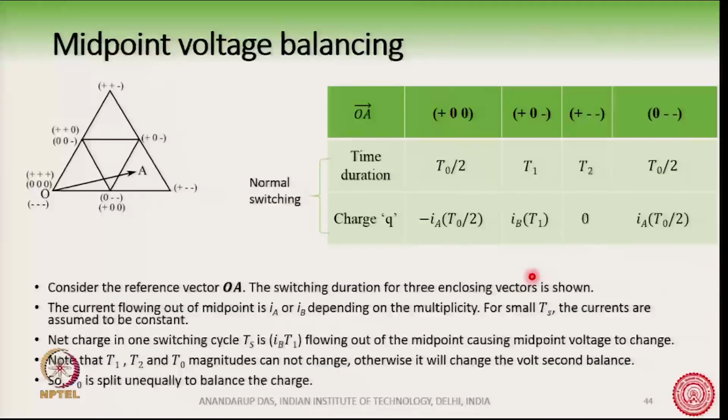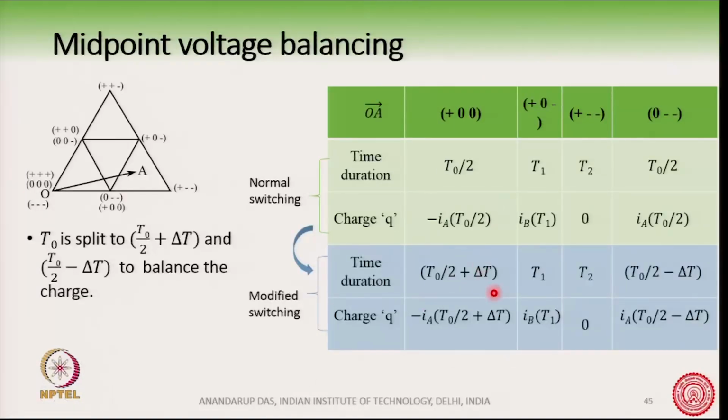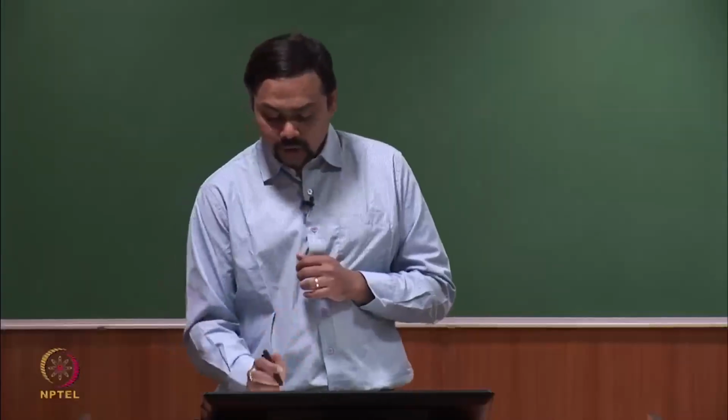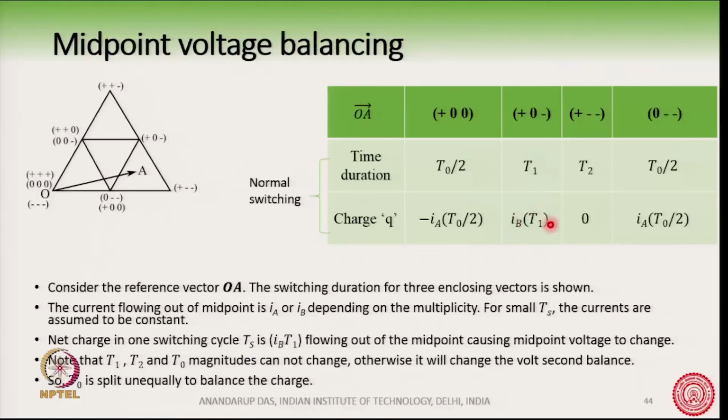Okay. So, this is shown in the next table here. But first I would like to say that what we are doing here is, instead of having equal T0 by 2 and T0 by 2, we will make these two switching durations not equal to T0 by 2, something other than T0 by 2, so that we will try to cancel the effect of Ib into T1, the net charge. But you should remember that tweaking this T0 by 2 is possible because these two vectors are identical vectors.